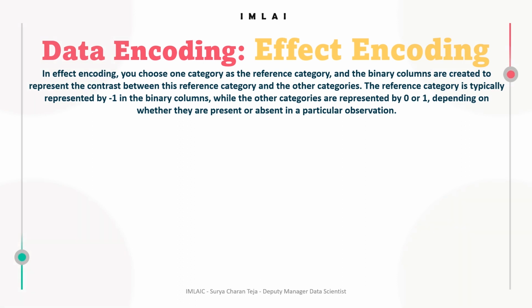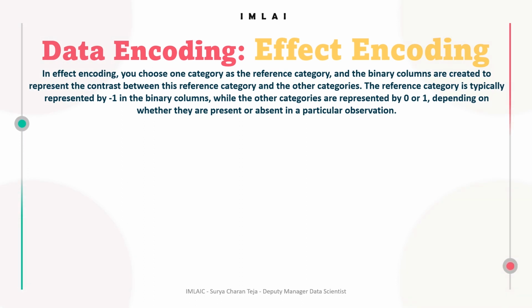In dummy encoding, we use 0 and 1 to represent data, but in effect encoding, we use three values, that is 1, 0, -1 that you can see on the screen. Okay, so the row containing only zeros in dummy encoding is encoded as -1 in effect encoding. So in the dummy encoding example, the city Bengaluru at index 4 was encoded as 0000, whereas in effect encoding it is represented by -1 -1 -1 -1.